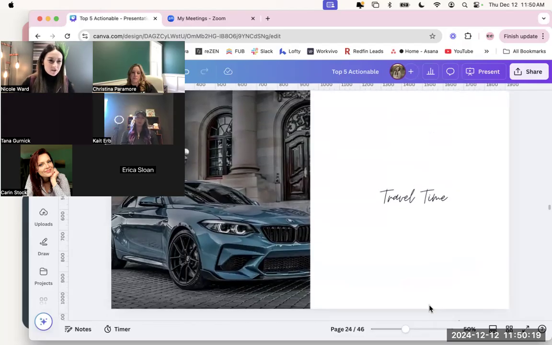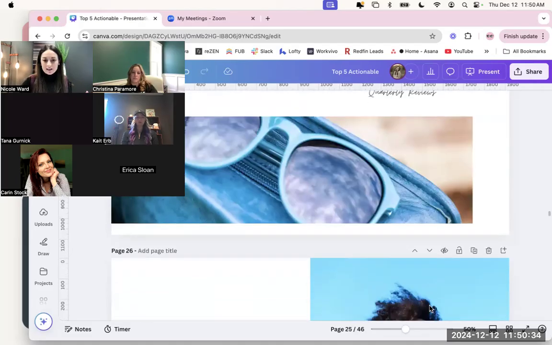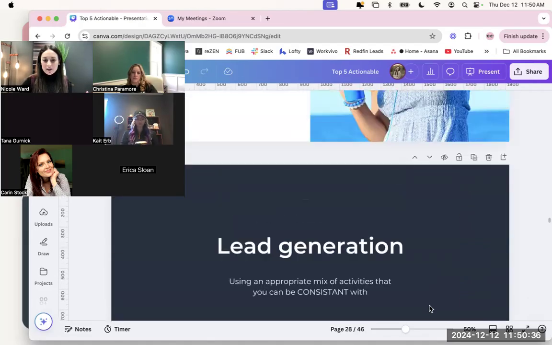Don't forget to write in travel time to your calendar. If you have a listing appointment from 11 to 12 and it takes you half an hour to get there, you need to actually have your listing appointment from 10:30 to 12:30 because you're going to have, you see what I'm saying? You need that travel time in your calendar. So don't forget to add that in. Okay, we're going to move on.